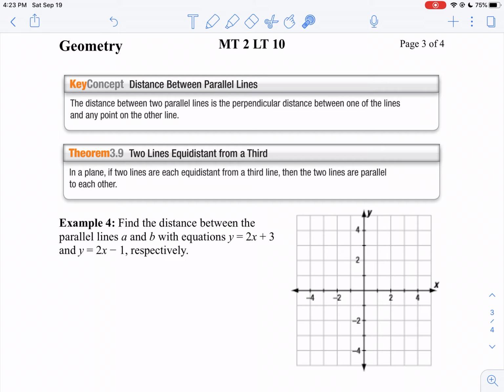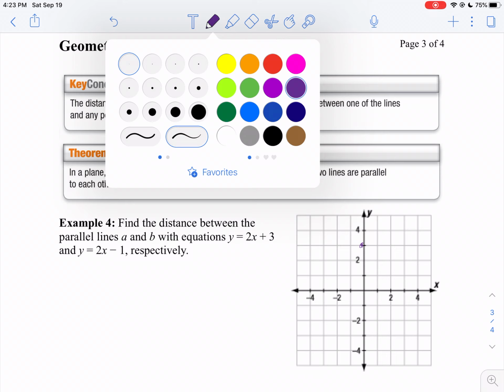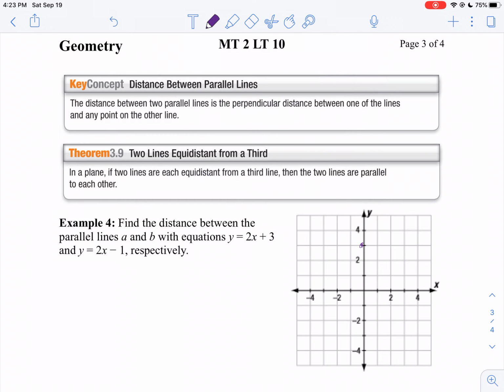You need a pen there. Make that a tad bit thicker. And I'm going to go up 2 and over 1. I'm going to go down 2 to the left 1, so I have 3 points, so it's easier to see the line there.